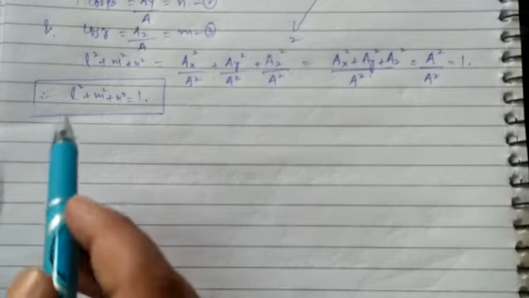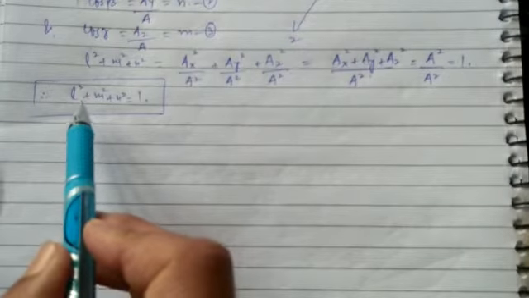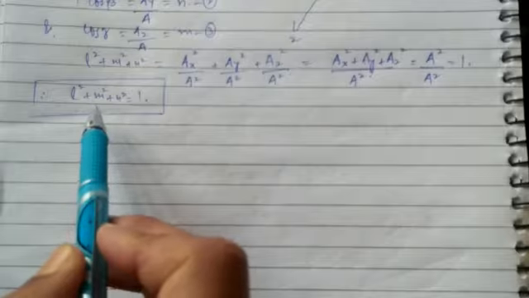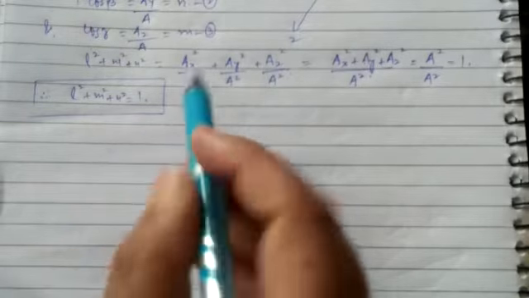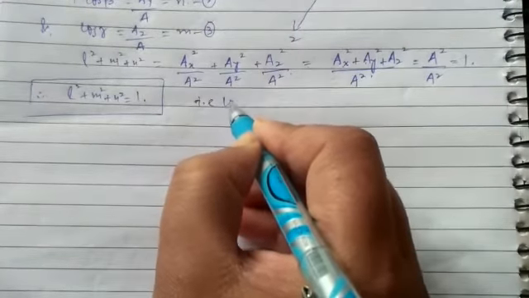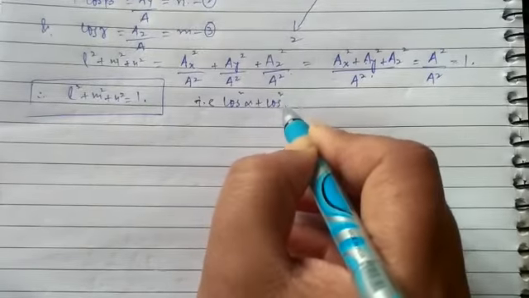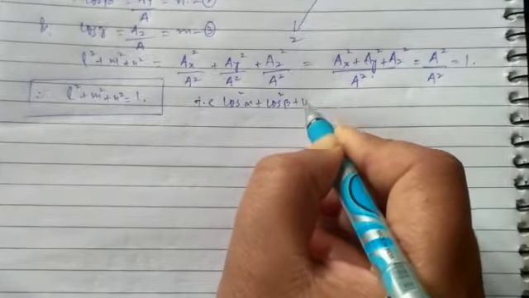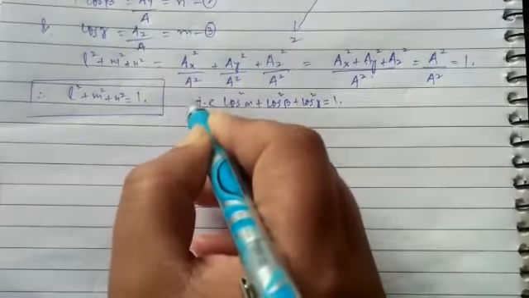We have read that the sum of the squares of direction cosines of a vector, that's l square plus m square plus n square, is equal to 1, or that is cos square alpha plus cos square beta plus cos square gamma equals 1.